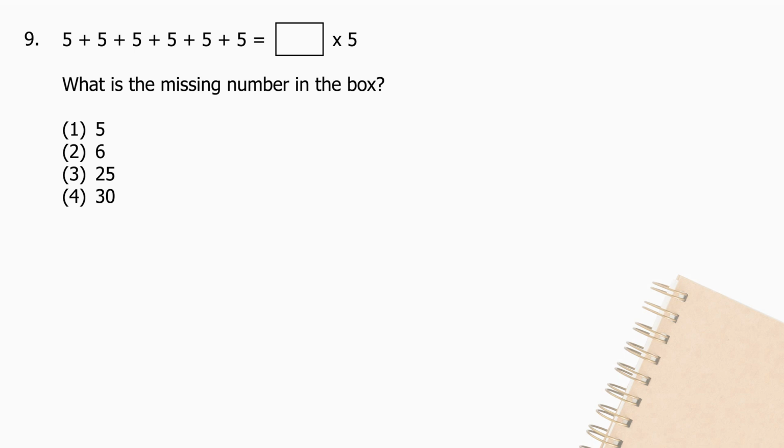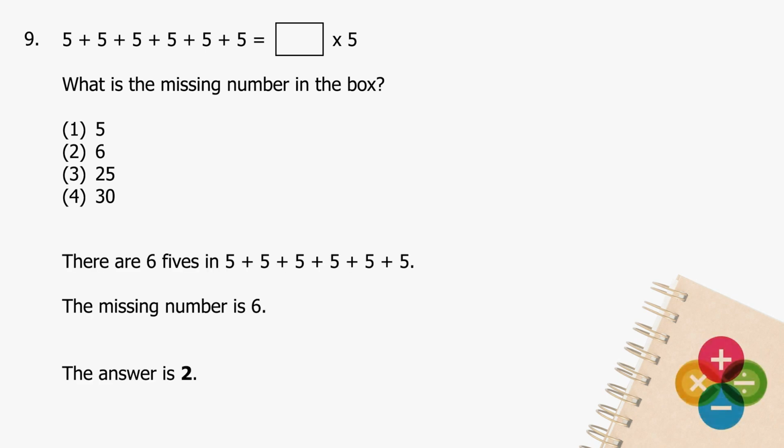Question 9. Add 5 to 5 to 5 to 5 to 5 and to 5 is equal to multiply missing number by 5. What is the missing number in the box? There are 6 fives in the addition. The missing number is 6. The answer is 2.